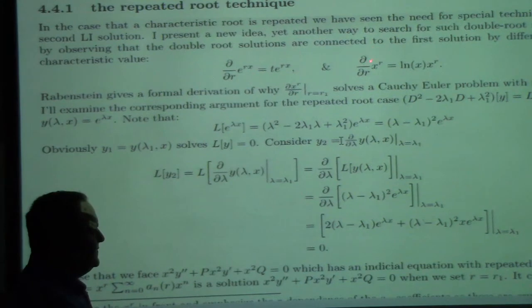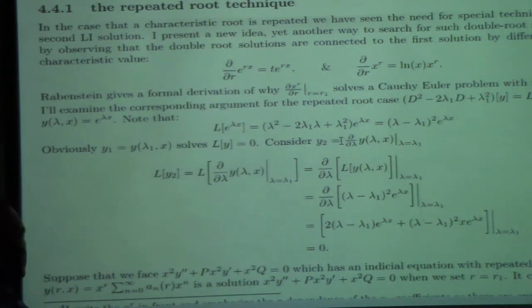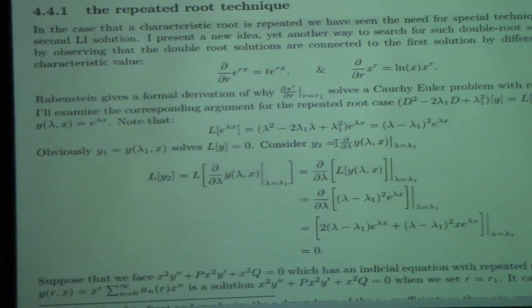Partial r of x to the r, well, that would be log x times x to the r. And of course, these are, again, putting x there, these are the solutions in the case that the characteristic root is repeated, right? So here's a little general derivation for why this is working.